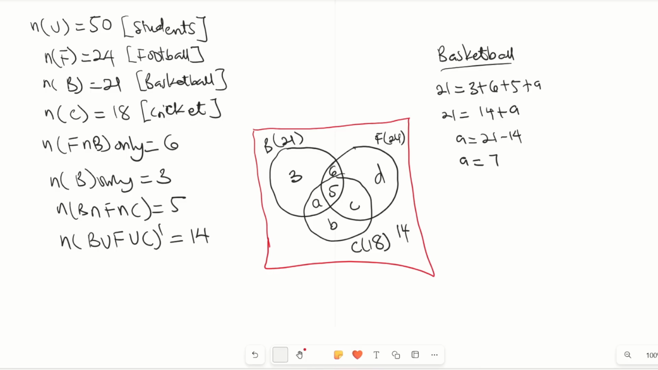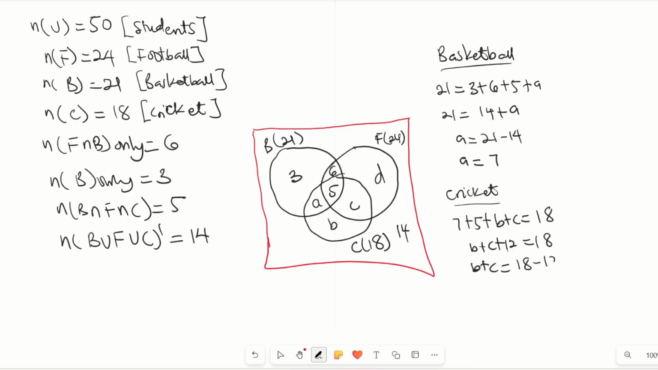So once we have A, we should be able to get cricket. For the region for cricket, A is 7 now, so 7 plus 5 plus B plus C is equal to 18. So we have B plus C plus 12, right? 5 plus 7 gives us 12. It's equal to 18. So it means that B plus C should be equal to 18 minus 12.